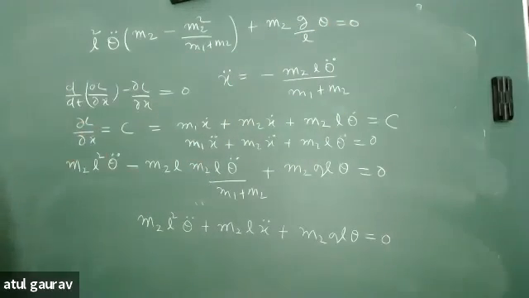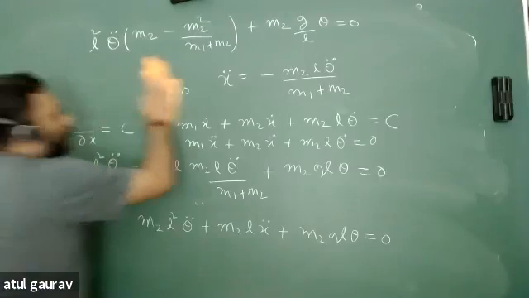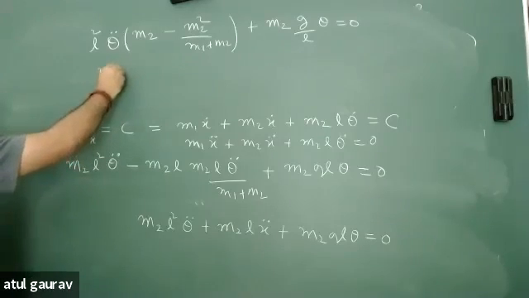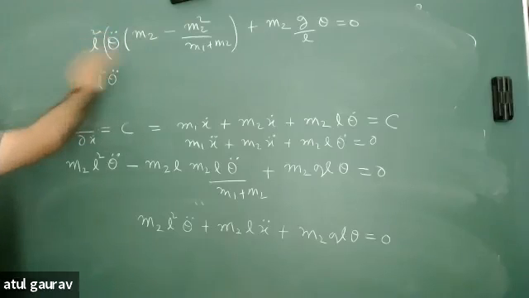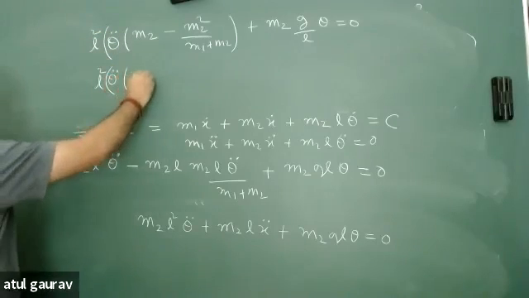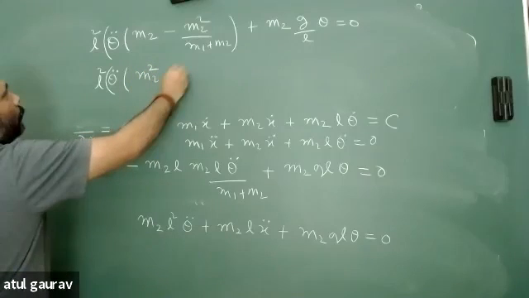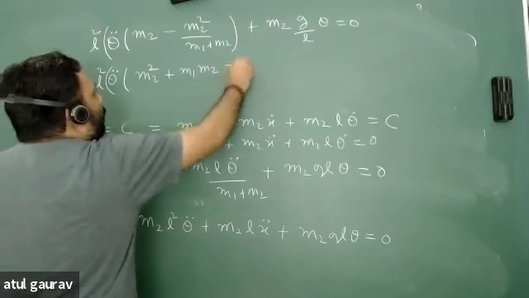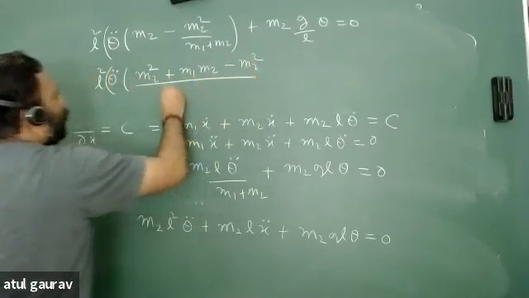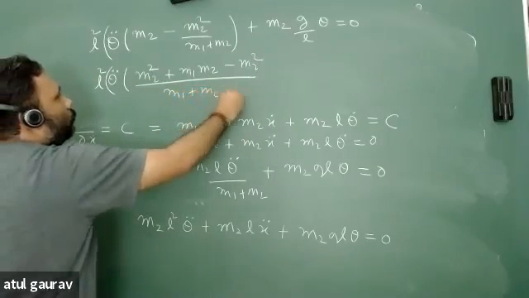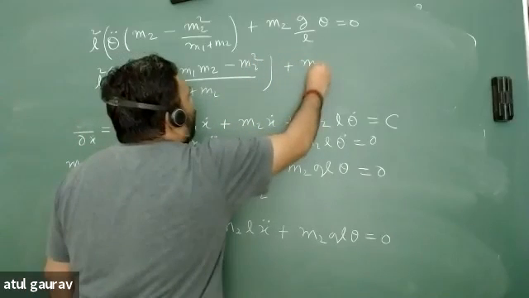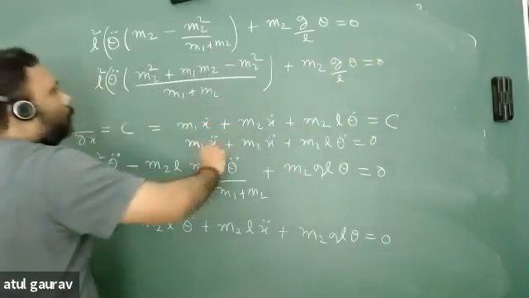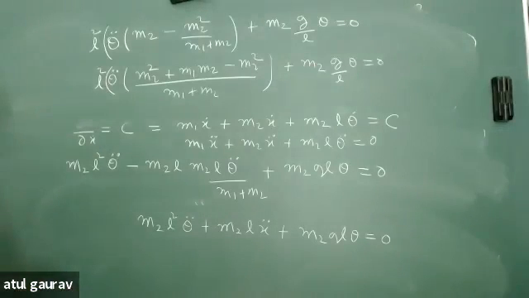Now you can calculate this very interestingly. L square is common from everywhere: theta double dot, this will be M2 square plus M1 M2 minus M2 square by M1 plus M2, plus M2 G by L theta. Sir, in the last term, it is G into L.